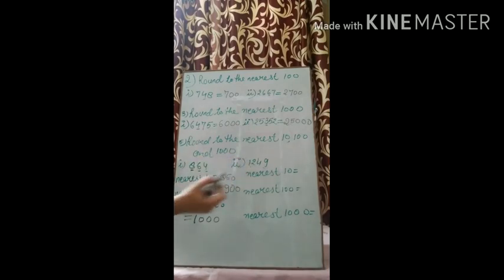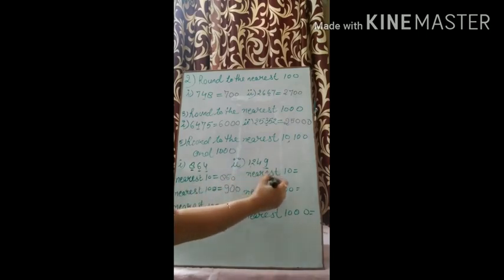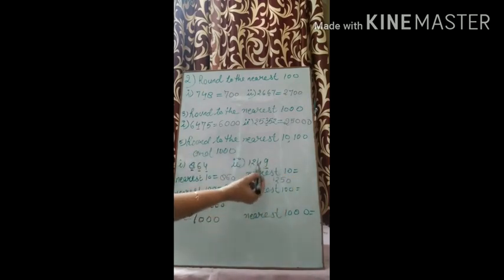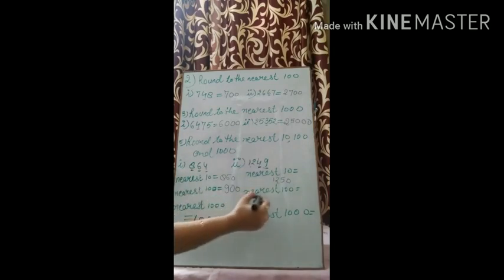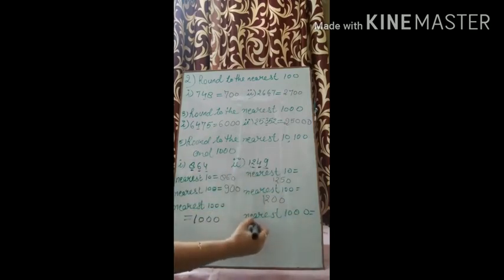One more question. 1249 rounded to the nearest 10. The digit at the unit place is more than 5. So it is rounded up to 1250. Nearest 100, rounded down to 1200. And nearest 1000, less than 5, rounded down to 1000.